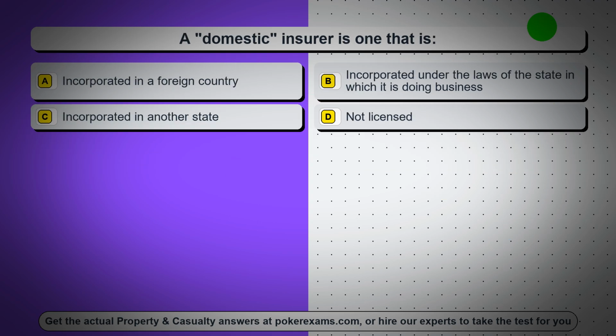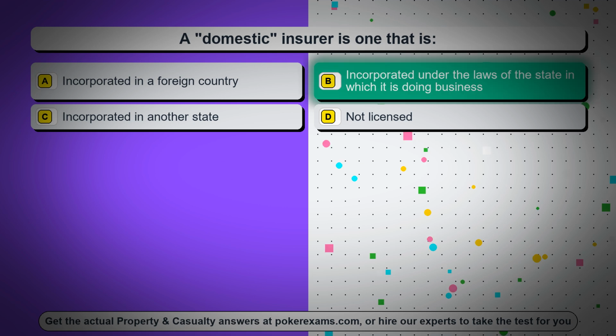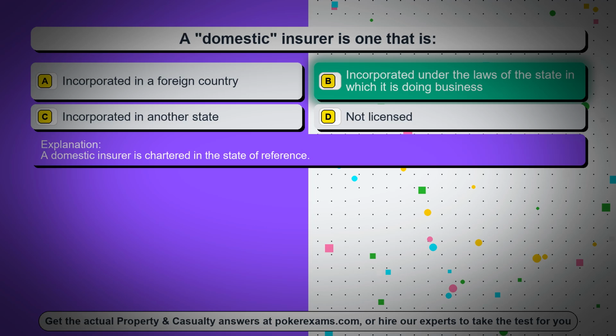Question 96. A domestic insurer is one that is: option A, incorporated in a foreign country; option B, incorporated under the laws of the state in which it is doing business; option C, incorporated in another state; option D, not licensed. The correct answer is option B, incorporated under the laws of the state in which it is doing business. A domestic insurer is chartered in the state of reference.